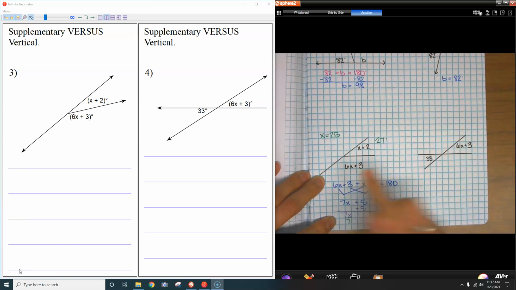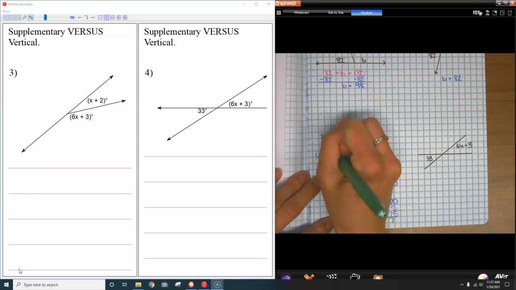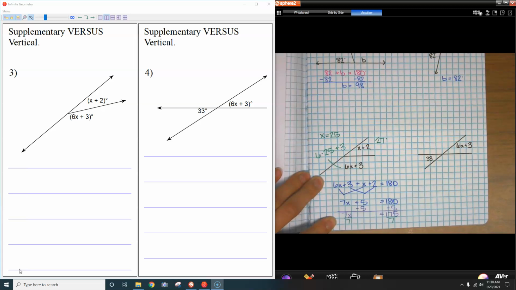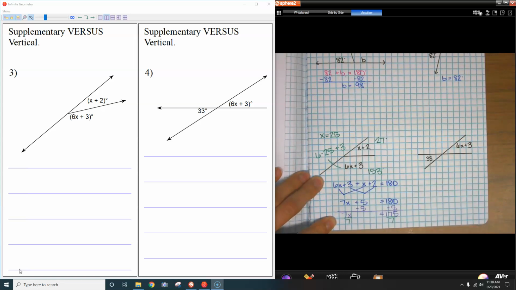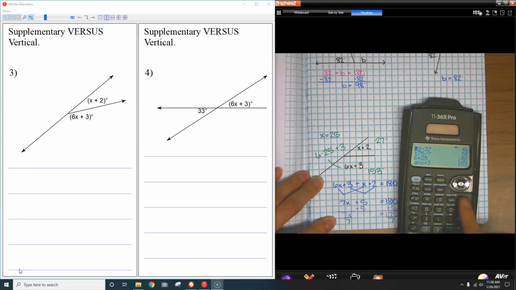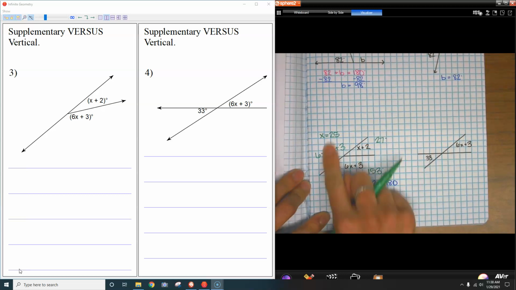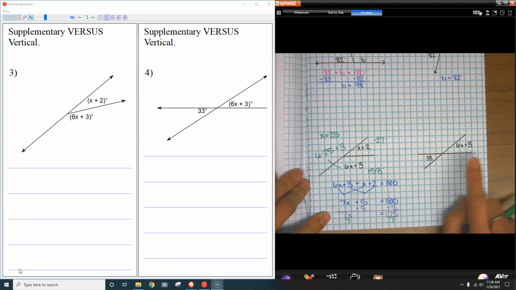This one is 6 times 25 plus 3. So 6 times 25 is 150 plus 3 is 153 degrees. And in my calculator, if I take 153 and add it to 27, it makes 180. So this is an example of supplementary because these two angles added to make 180. This example on the right is another example of vertical.